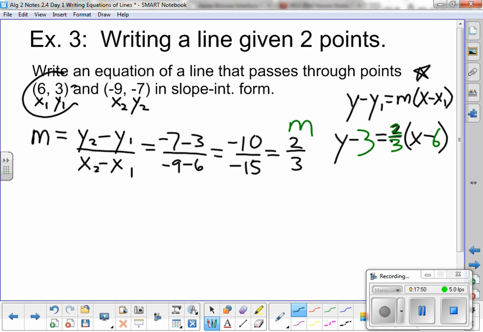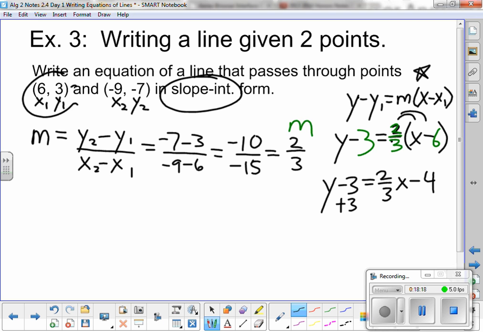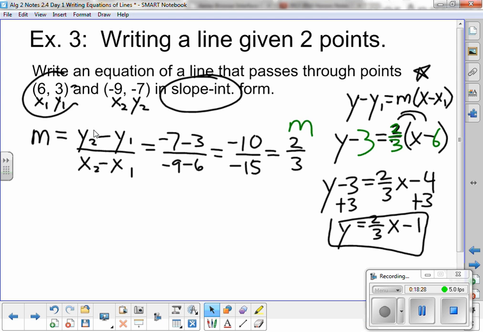And there you go. Now your goal is to get slope intercept form, so we've got to get y equals mx plus b. So we're going to get y minus 3 equals, let's go ahead and distribute this. That's going to be 2/3 x, 2/3 times 6. 6 divided by 3 is 2, times 2 is 4. Still not slope intercept form because slope intercept form has the y by itself. So we're going to add 3, addition property of equality. We're going to get y equals 2/3 x minus 1. And there you go. So that's how you guys do that.